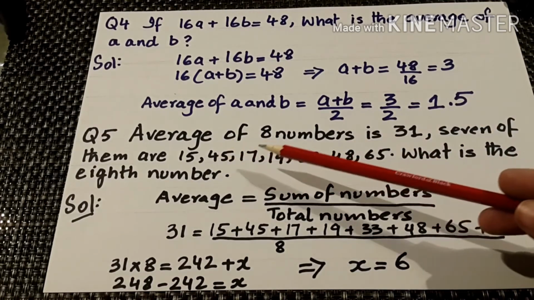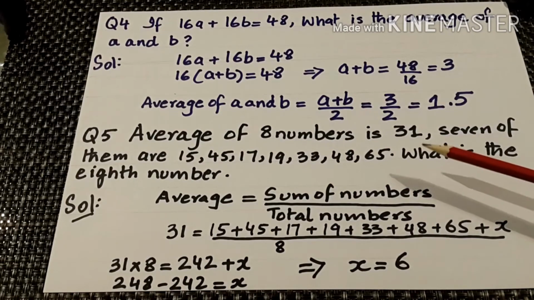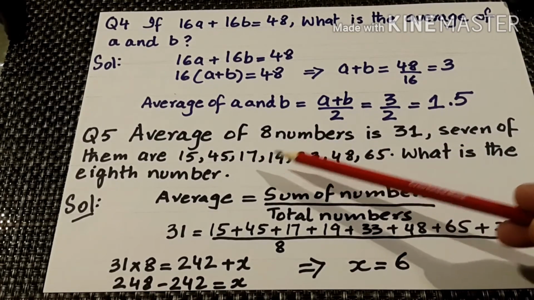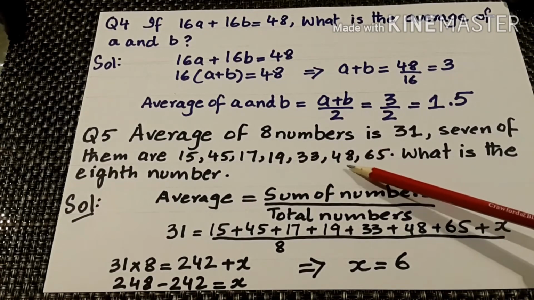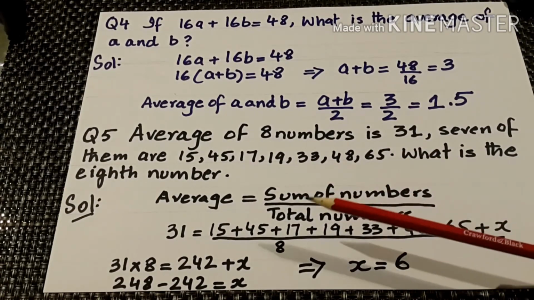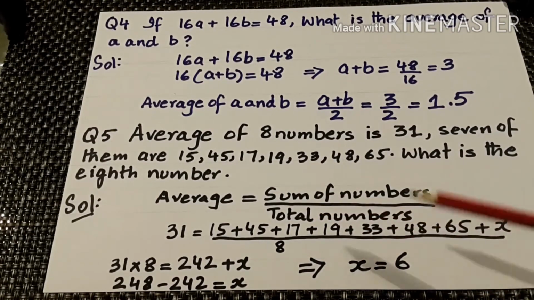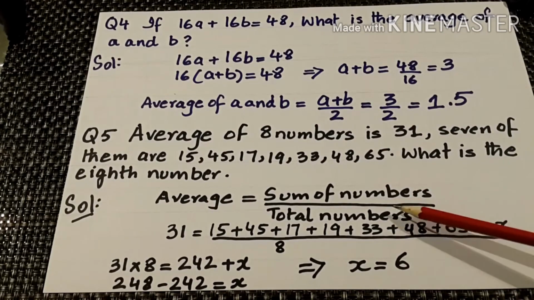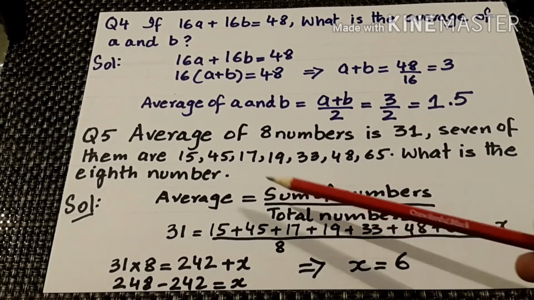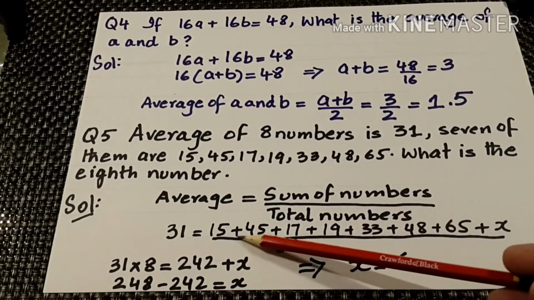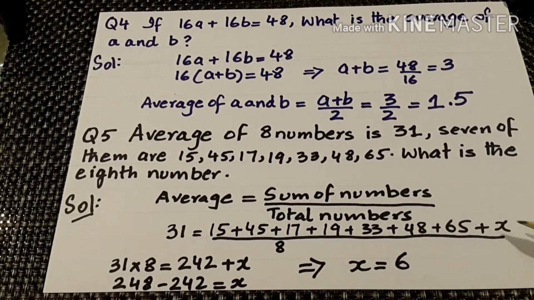Now question number 5. Average of 8 numbers is 31. 7 of them are 15, 45, 17, 19, 33, 48 and 65. What is the 8th number? Now again we will keep in mind the formula of average, that is equal to sum of numbers divided by total numbers. Now average is given, it is 31. Sum of numbers, we have 7 values. We write x as the 8th value.